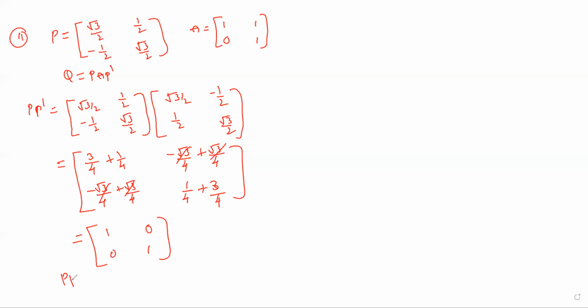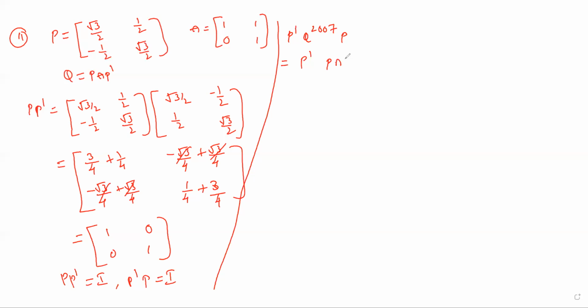Now here P into P dash is which matrix? Identity matrix. Similarly, P dash into P, also what matrix will we get? Identity matrix. Okay. Now, the value-wise. They're asking which one? P dash into Q power 2007 into P. Now P dash into Q is nothing but PAP dash whole power 2007 into P.